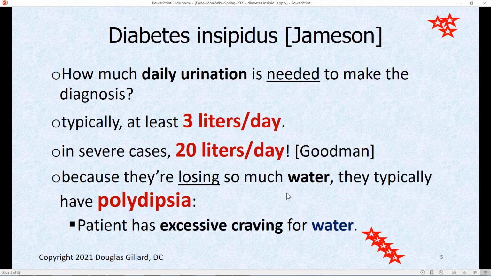How much do they urinate, someone with diabetes insipidus? At least 3 liters per day. And typically 15, 17, 18 liters per day, up to 20 liters per day. And that is, you're going to the bathroom probably every hour or so.